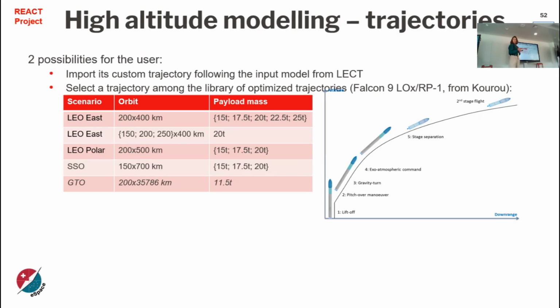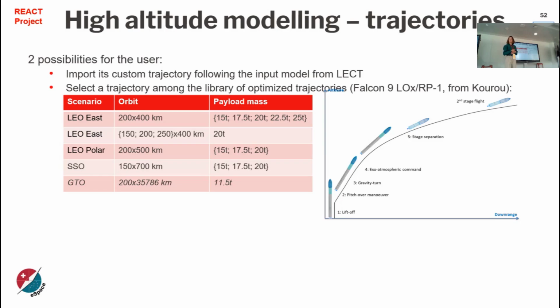And the other solution is we provided a library of already optimized trajectory for an expendable launcher. So it's a Falcon 9 LOX RP1 kind of launcher, but launched from Kourou. And we provide this library of trajectory for different kinds of missions, so LEO East, SSO, or even polar. I forgot, I put it also, polar trajectories. And we will provide also, so it's not done yet, but we will provide also GTO trajectories, so the one of Ariane 5. And then you have a different range of payload that you can use.